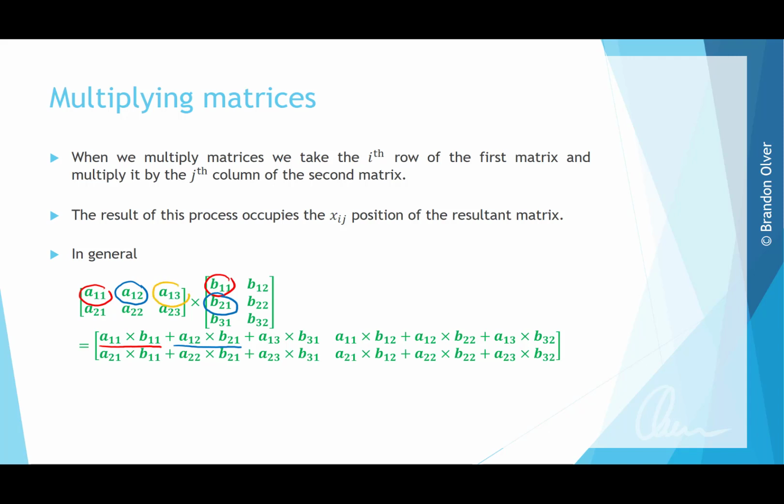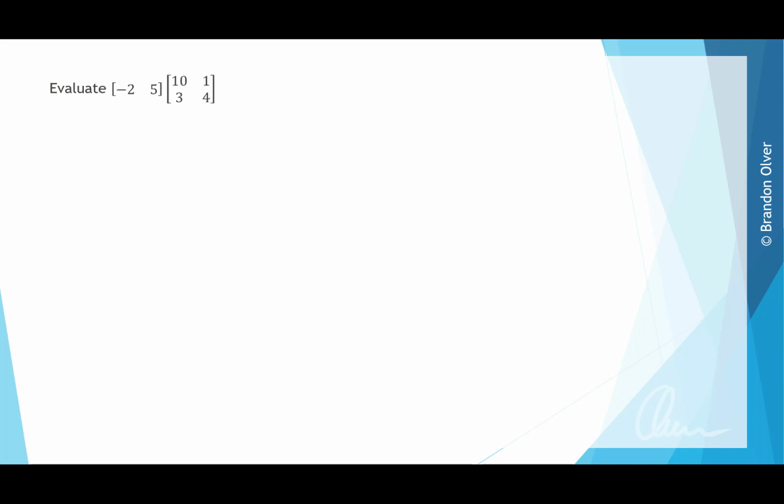Then we continue and take A13 and multiply it by B31 to get the next part of this entry. Then we add all of those up, and that gives us one individual entry in the position x11 of the resultant matrix. As we continue this process, we get the other entries in the resultant matrix, which we'll see in a few examples in a moment.